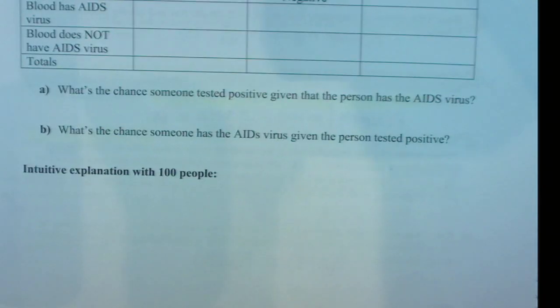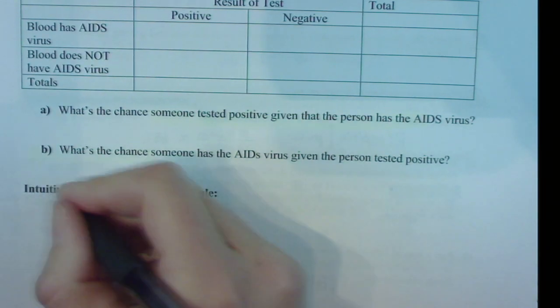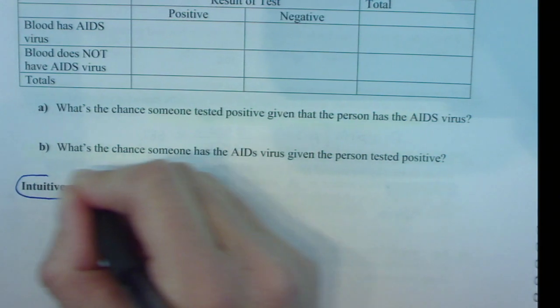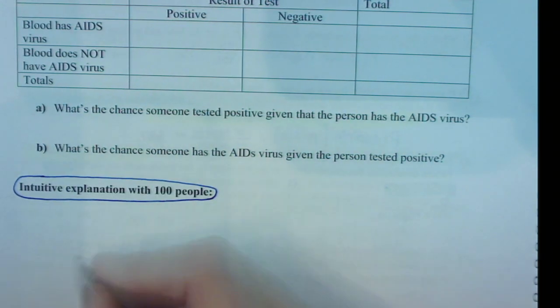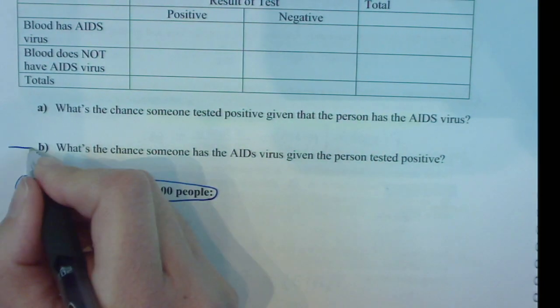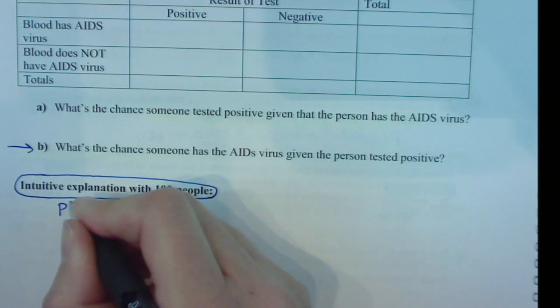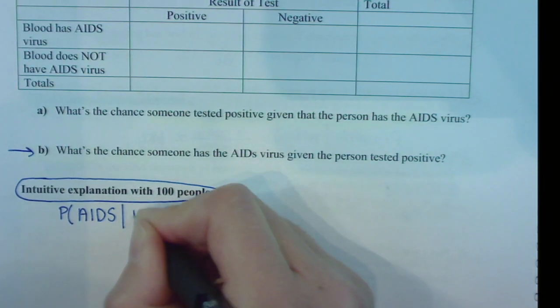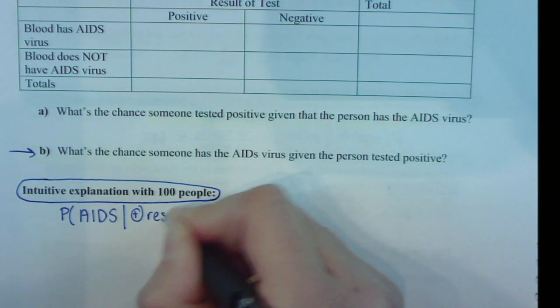So I want to do this, again, kind of an intuitive example with 100 people. So I want to look specifically at question B. I want to know what's the chance that someone has AIDS given that they got a positive test result.